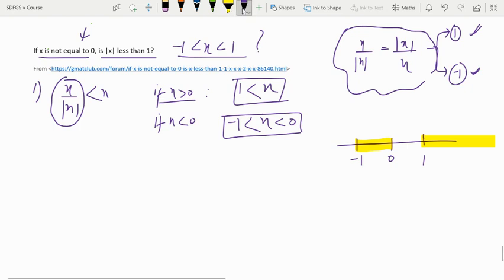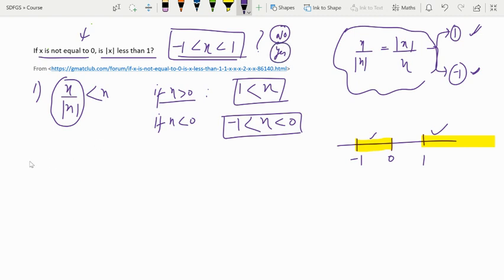So, we cannot answer whether x is in this range or not, because if x is in this range, the answer is no. If x is in this range, the answer is yes. That's why statement 1 alone is not sufficient.